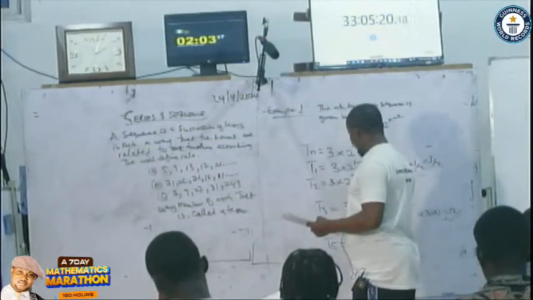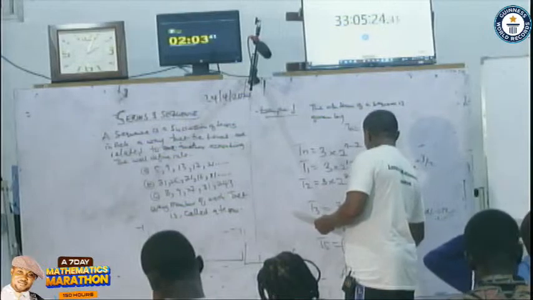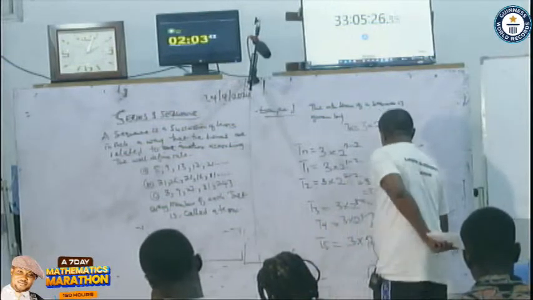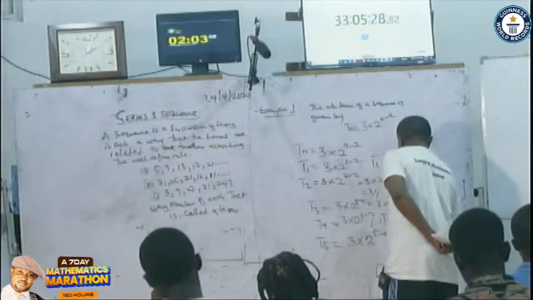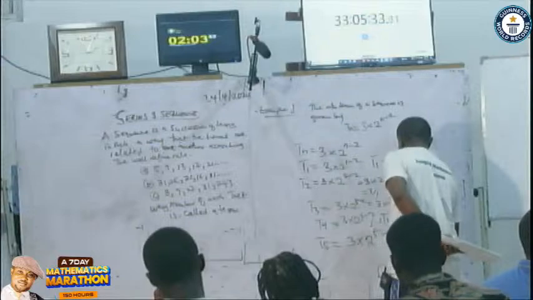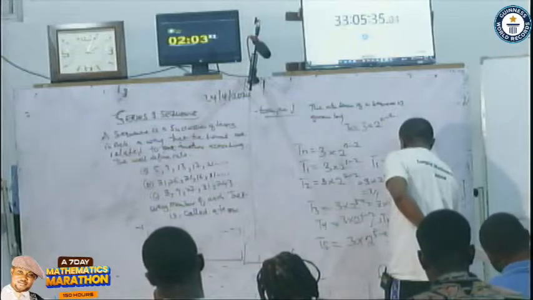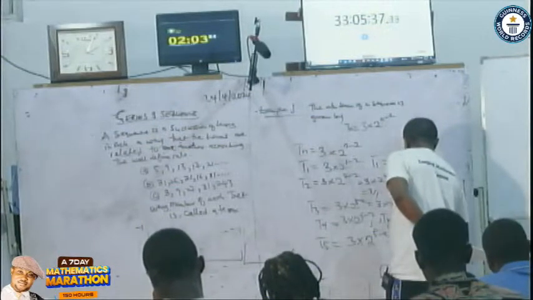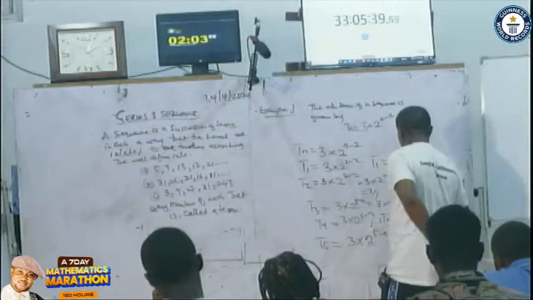T5 will now be 3 times 2 to the power of 5 minus 2, which is 3 times 2 to the power of 5 minus 2 is 3. That will be 24.